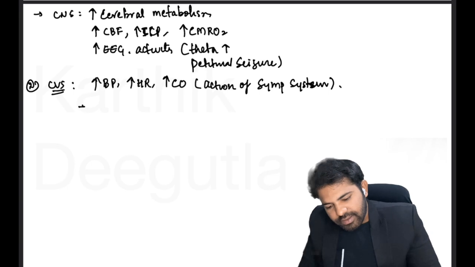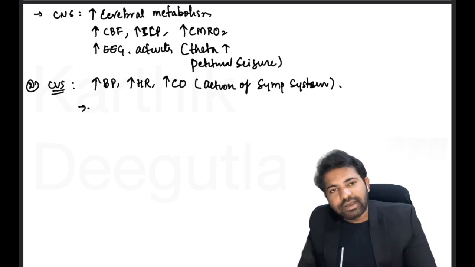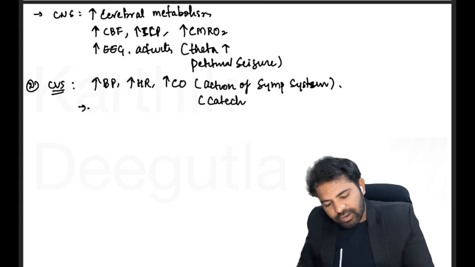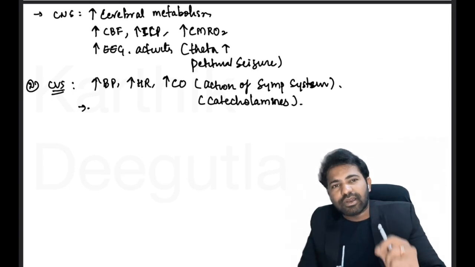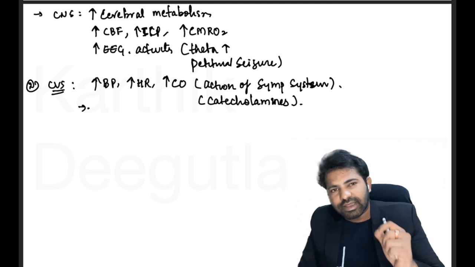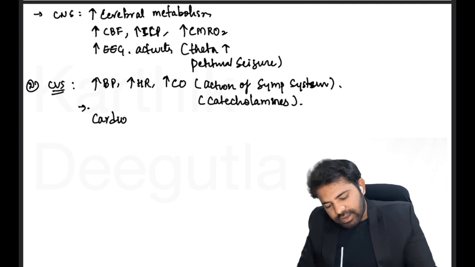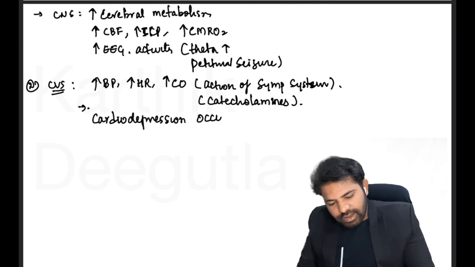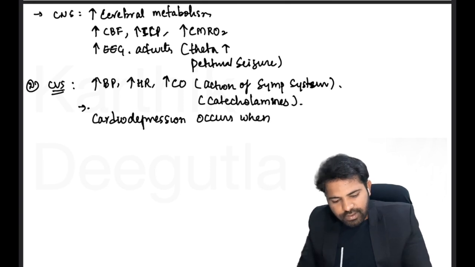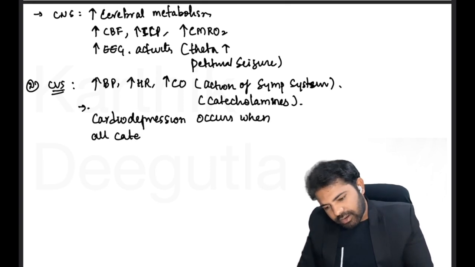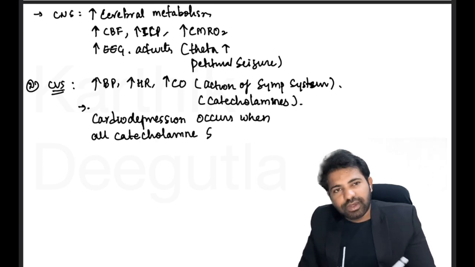Alright. This is due to initial release of catecholamines. But when all the catecholamine stores are depleted, it will cause cardiac depression. Cardiac depression occurs when all catecholamine stores are depleted.